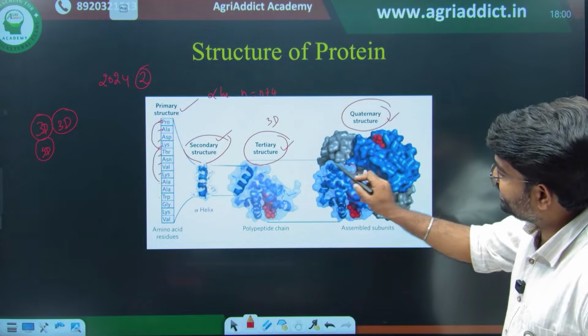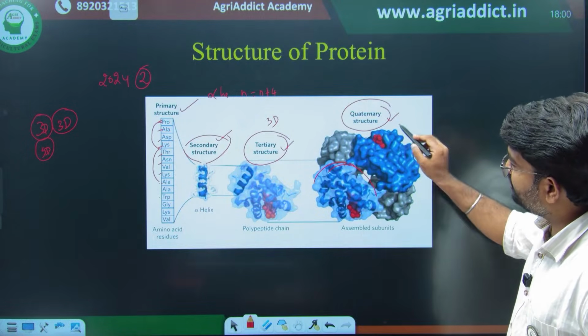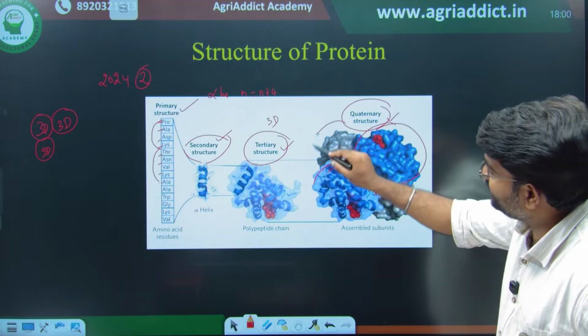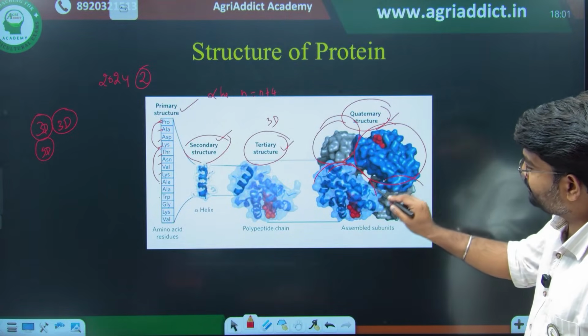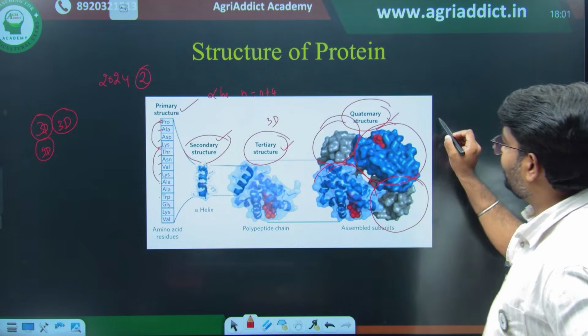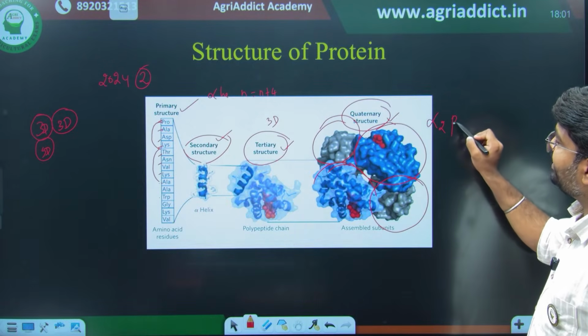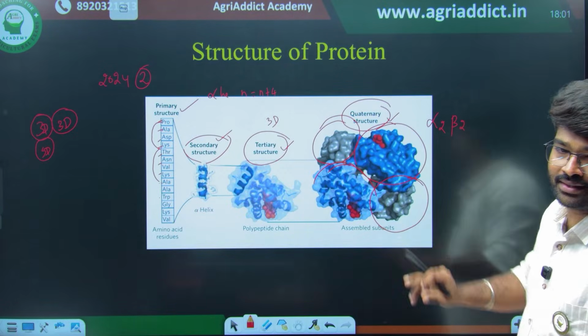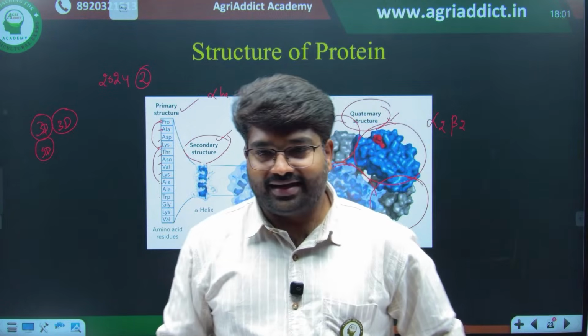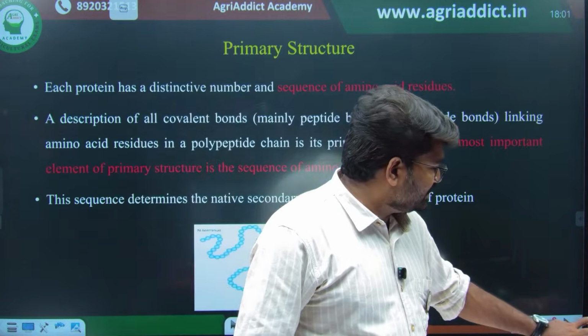You see here one protein is there, take a polypeptide, here one polypeptide is there, then here also a different polypeptide, here also a different polypeptide. Alpha 2 beta 2 structure is there here. This is known as quaternary structure. Now we are going to see the definitions.